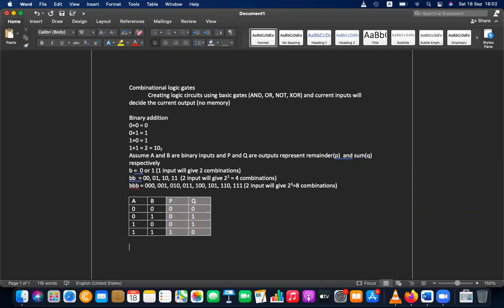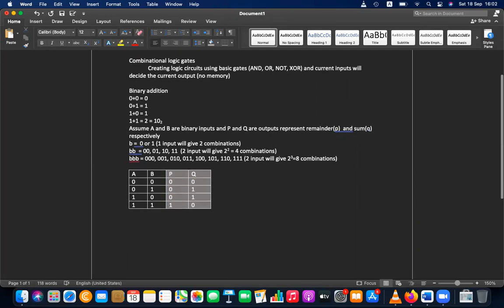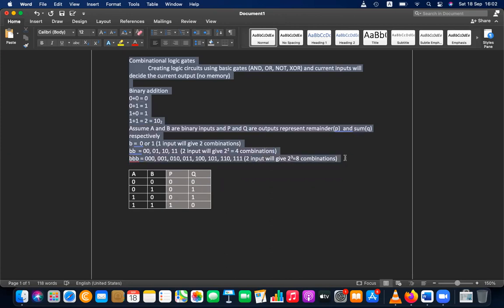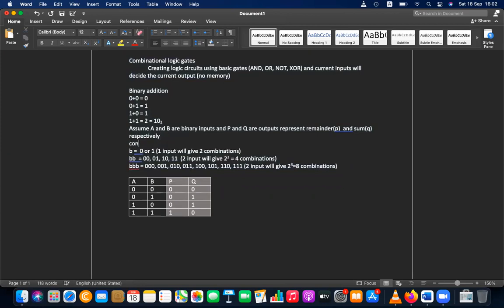Now try to draw the circuit to represent this scenario. Please write everything, the combinational logic gates, binary addition. Then also, if you don't know how to get the combinations based on the inputs, please write that.